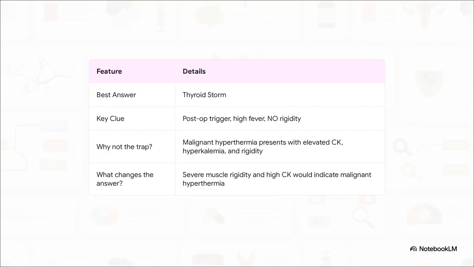The best answer is thyroid storm. And your key clue right here is the complete lack of rigidity. That specific negative finding perfectly steers you away from the malignant hyperthermia trap. Malignant hyperthermia is going to present with very similar hypermetabolic signs, but you'll see an elevated CK, hyperkalemia, and severe muscle rigidity. Another trap on the differential is a pheochromocytoma crisis triggered by anesthesia, but that typically presents without the high fever.